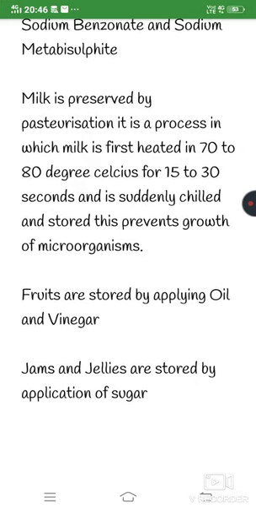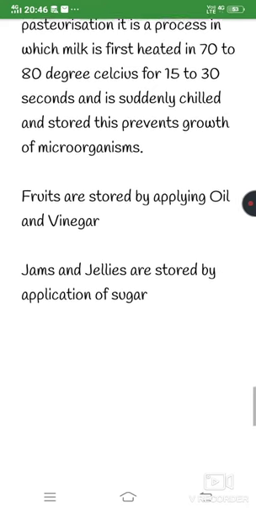Fruits are stored by applying oil and vinegar. Jams and jellies are stored by application of sugar.